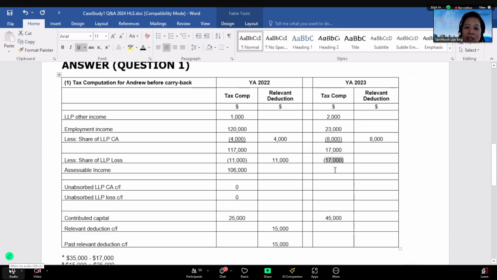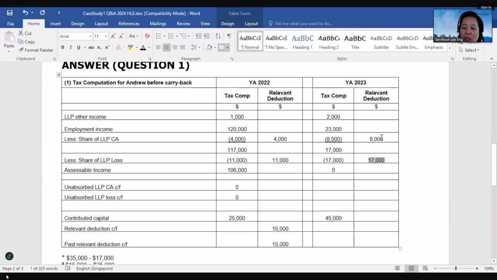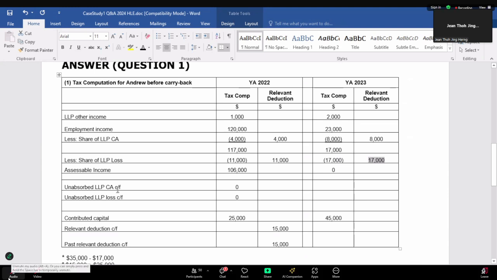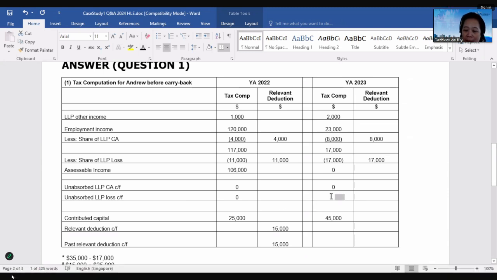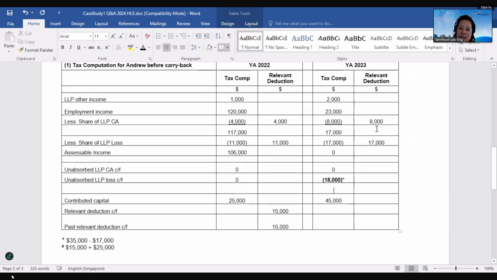Then we have accessible income 0. This one will be 17. So always log in your relevant deduction. So you can see at one glance how much was deducted and how much is your CC. Unabsorbed CA carry forward should be nothing because you utilized all. This one should have something: 35,000, but we only use 17,000, so 18,000. Good. Now we see this one is 25.